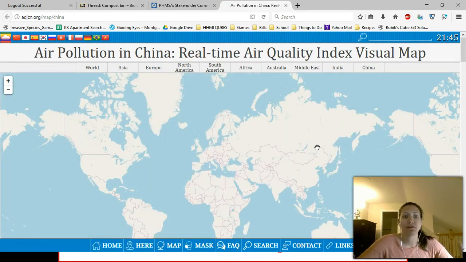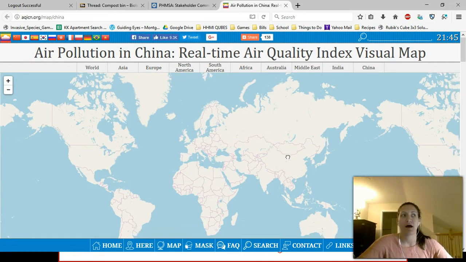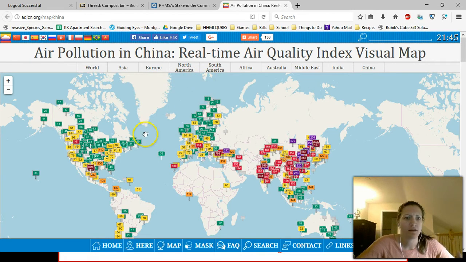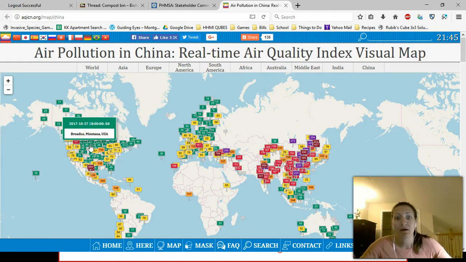So what we're looking for is lower numbers. We want AQI to be low, meaning lower means safer. So let's zoom in here, so you can see everything. These green numbers are representing normal. This is good amounts of smog. There might be a little bit, but nothing that would bother you.